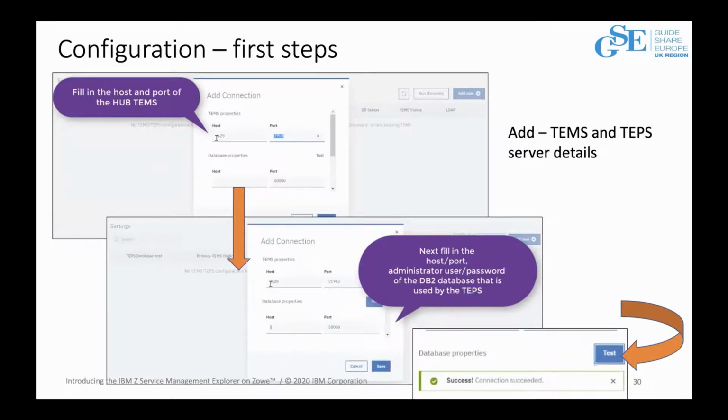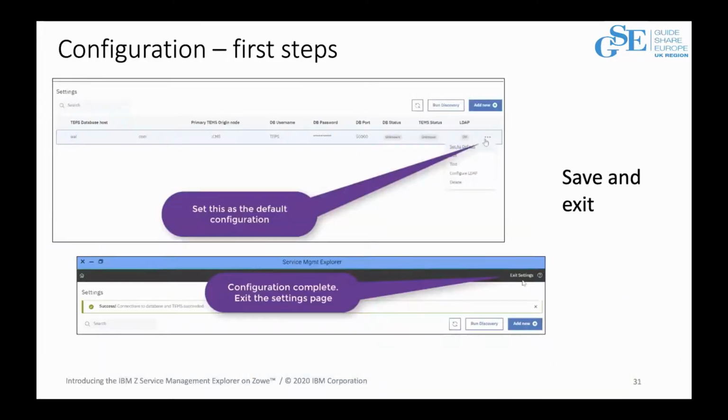You have the option to test the connection, advisable of course. So you test the connection. If it's connected successfully, you're almost set. So once you've tested it and saved, you set that TEP to be the default connection for users, and you save that and exit the dialog.